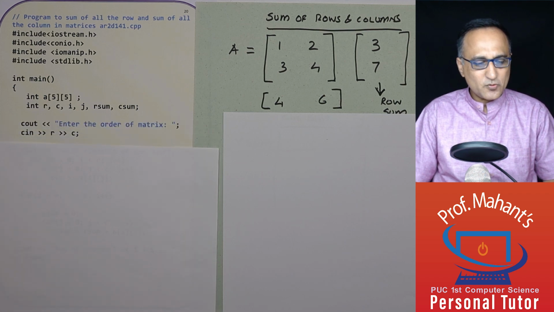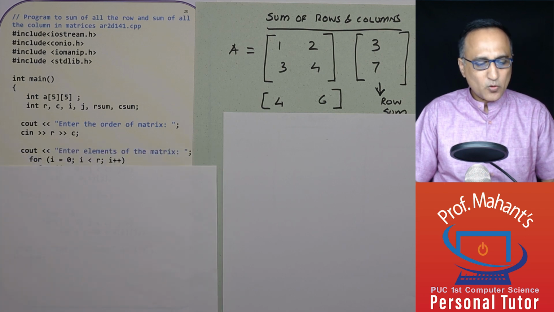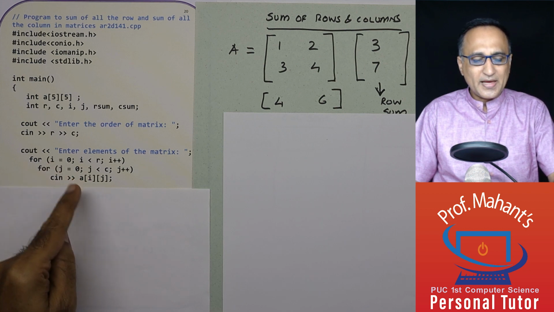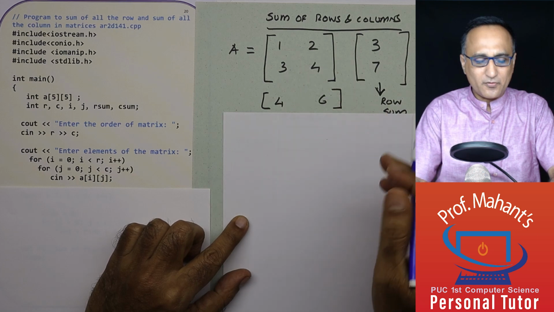First, I'm going to ask the user to enter the order of the matrix. R is the number of rows, C is the number of columns. Then, using the normal loop, I am going to read elements into the matrix. So let us say I read 1, 2, 3 and 4.